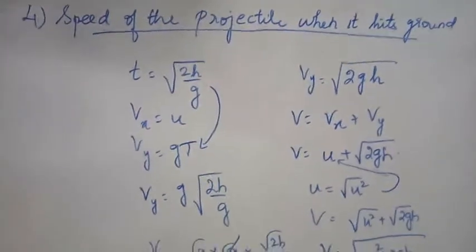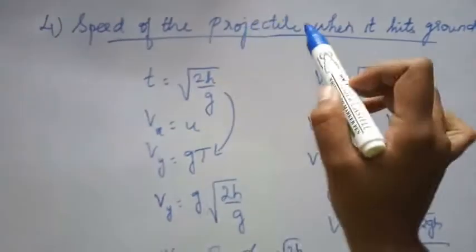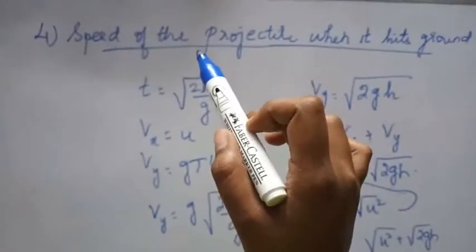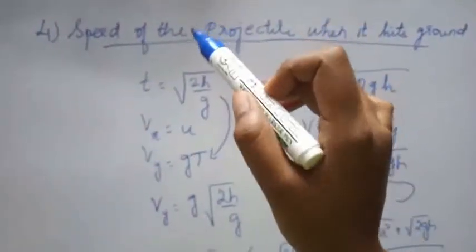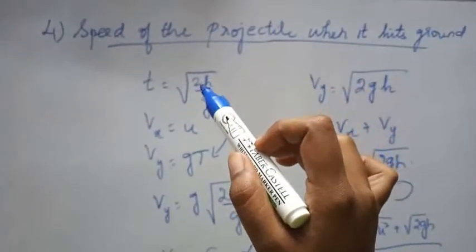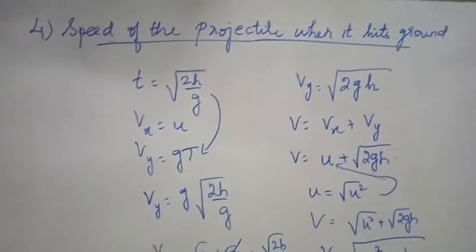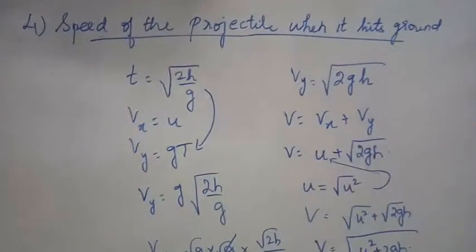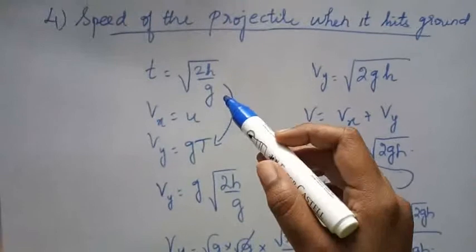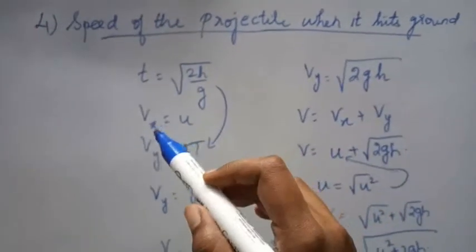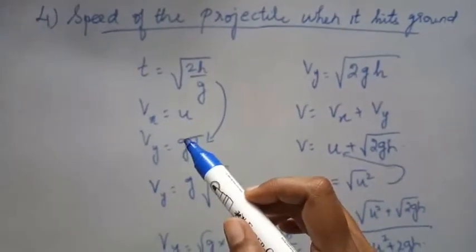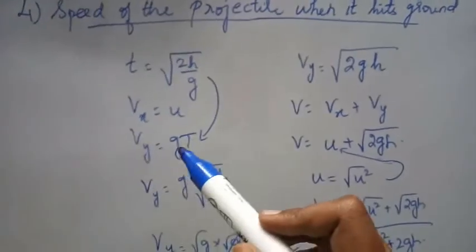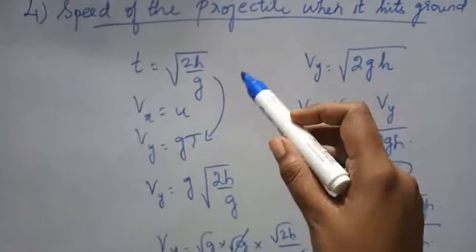So the final parameter is the speed of the projectile when it hits the ground. The speed of the projectile is something related to what we have discussed in the previous case also. So time period t, we know that t is equal to root of 2h by g, and Vx is equal to u, Vy equal to gt. All this we have derived in the previous cases.